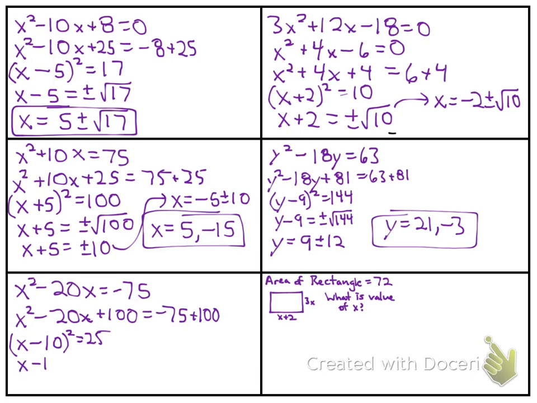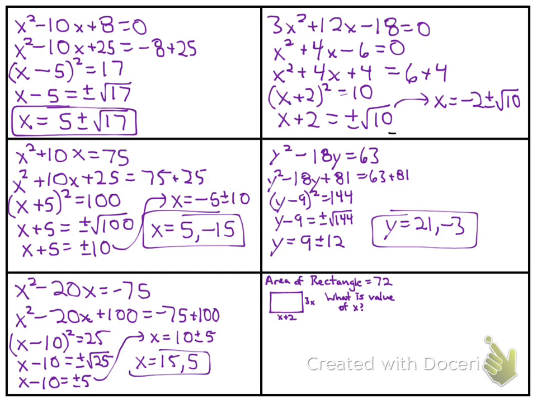We get x minus 10 equals plus or minus the square root of 25 after we take the square root of both sides. This gives us x minus 10 equals plus or minus 5, which becomes x equals 10 plus or minus 5. So our answers, 10 plus 5 is 15, 10 minus 5 is 5.